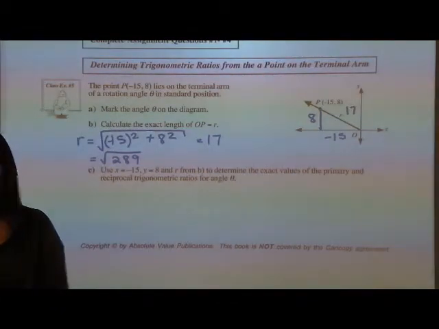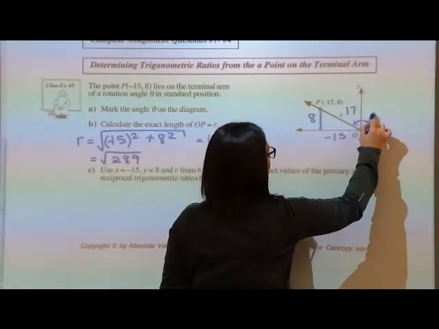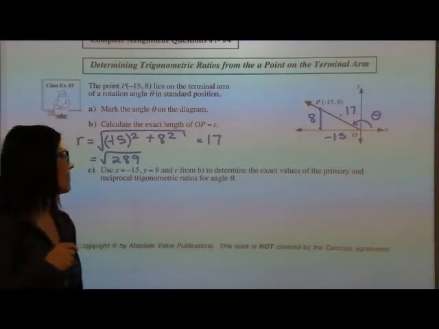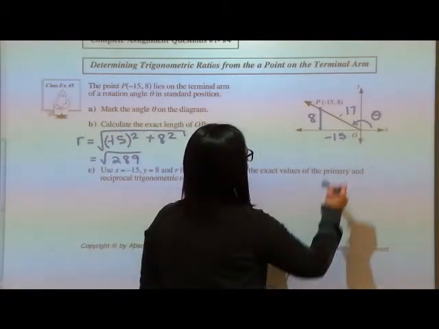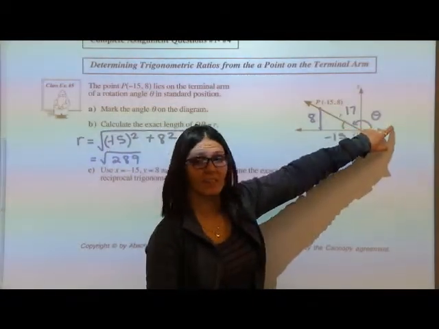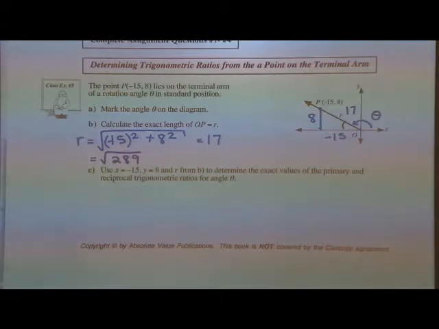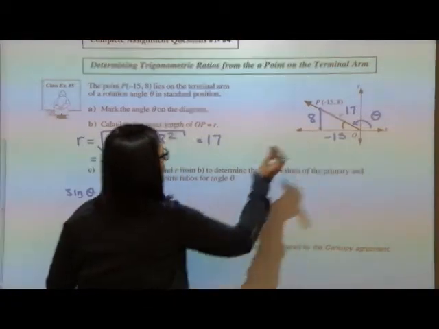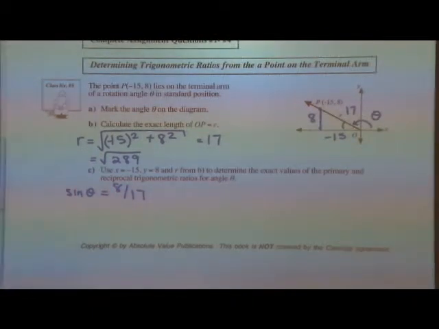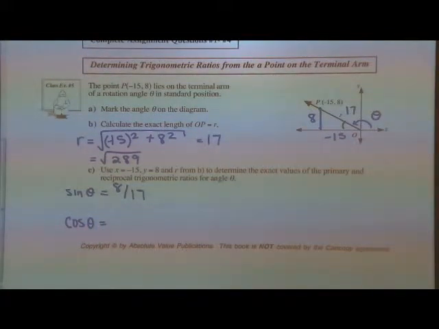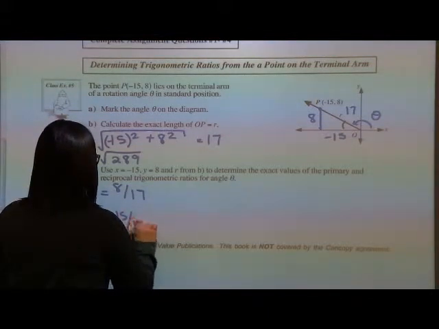So using these three values, that's my rotational angle theta. If I'm trying to find the sine of theta, it's going to give me the same thing as finding this part here for sine. So if I'm calculating sine theta, which is opposite over hypotenuse, I would have 8 over 17. Following that pattern, what would cosine be? Negative 15 over 17.